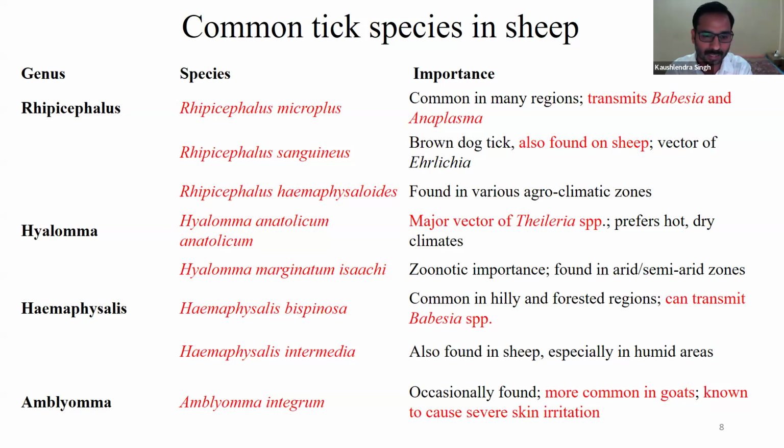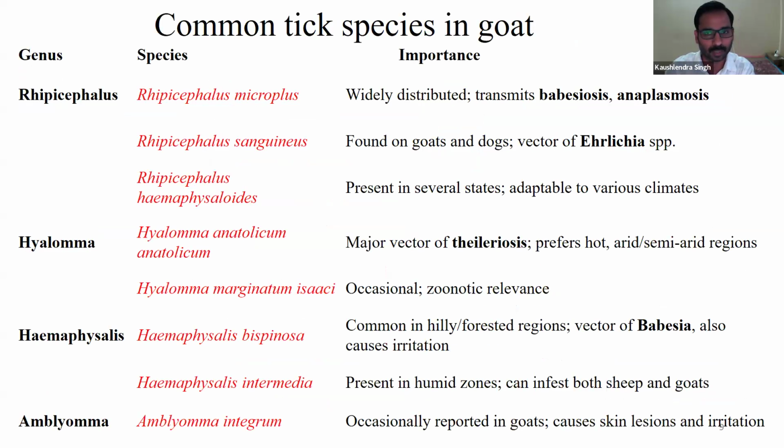Come to the Haemaphysalis. Haemaphysalis bispinosa can transmit Babesia species. Haemaphysalis intermedia, found in humid areas, also transmits a number of diseases. The Amblyomma integrum is the most common tick in goat and causes severe skin irritation. Similarly in goat also, these are the tick species. They are found and transmit a number of diseases.